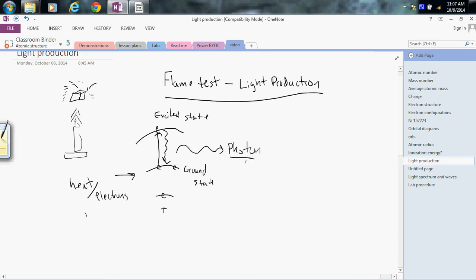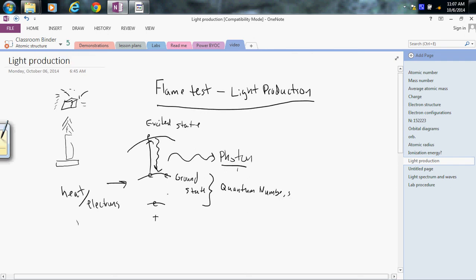Now, a few things about this ground state and excited state. Every single electron has what we call quantum numbers. So let's just say, for example, I'm going to put another electron here. Let's say it's got 4 electrons, 4 protons. So this atom is beryllium. Whenever we do an electron configuration, we do it in the ground state. So we're assuming that the electrons are in the lowest possible states they can be. So this would be for beryllium 1s2, 2s2.